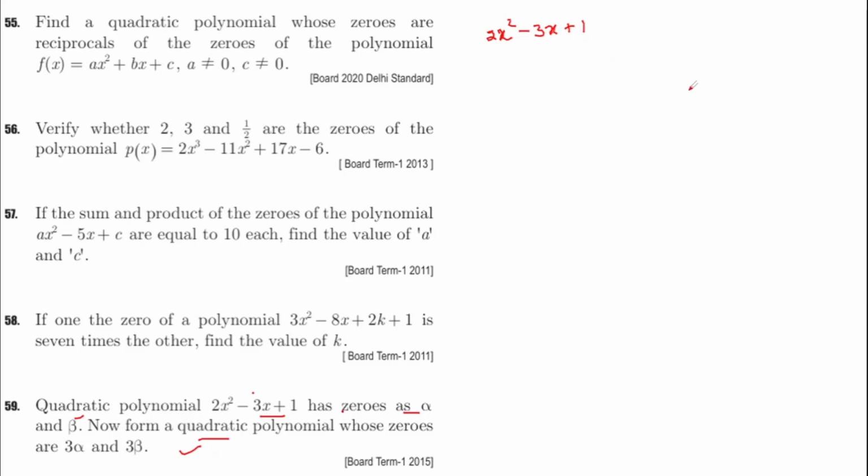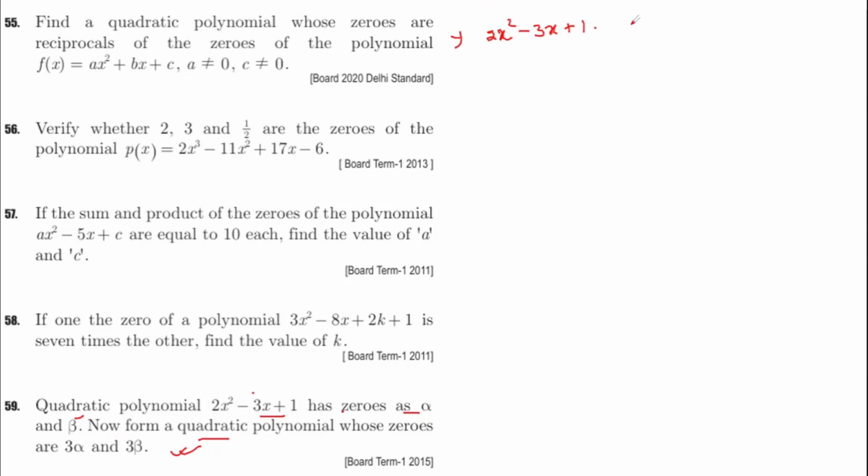So there are two ways to solve this question. First thing, at first you need to find the alpha and beta from this polynomial. Then multiply 3 with them and you will have your 3 alpha and 3 beta. Okay, after getting 3 alpha and 3 beta, form a new polynomial. This is the first thing. Or you may find alpha plus beta here and alpha into beta here and directly apply that to the next question. So we will try both the ways. Whichever is suitable for you, you may go through that.